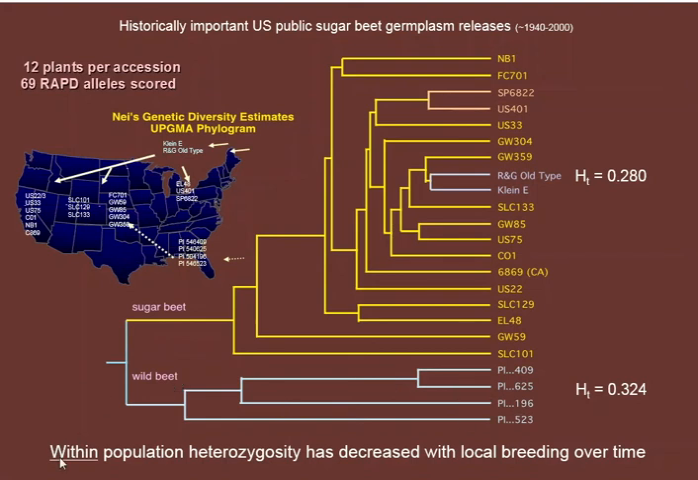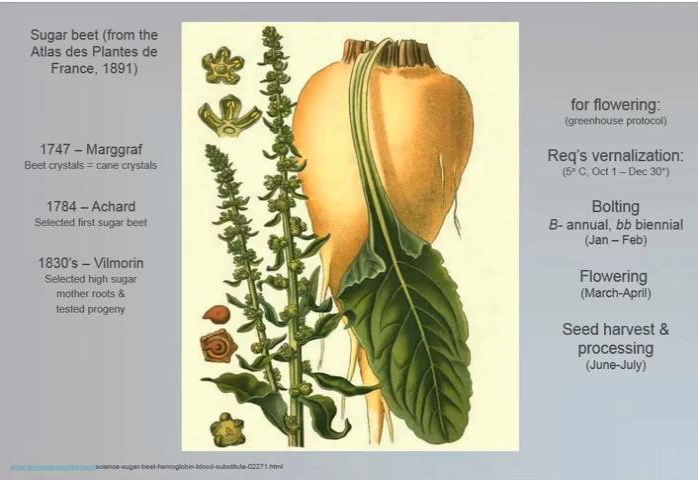But what we can also see with some other metrics is that within population heterozygosity has decreased, but only with respect to the local area. So, for example, those types that came in from Europe that started off in the midsection of the U.S. have a different genetic profile than the ones in the eastern U.S. And this somewhat reflects the disease pressures that were evident then, and they're still evident now. Okay, so a nice idealized picture of a sugar beet.